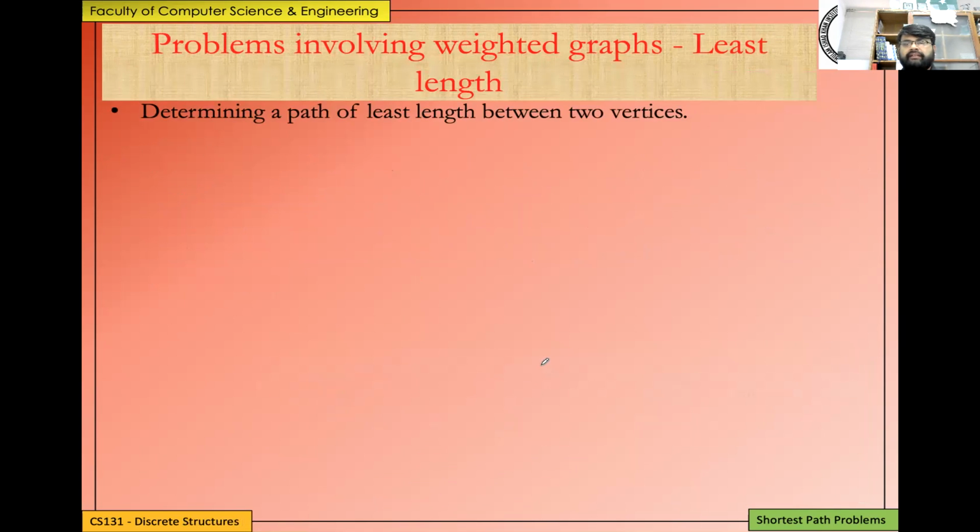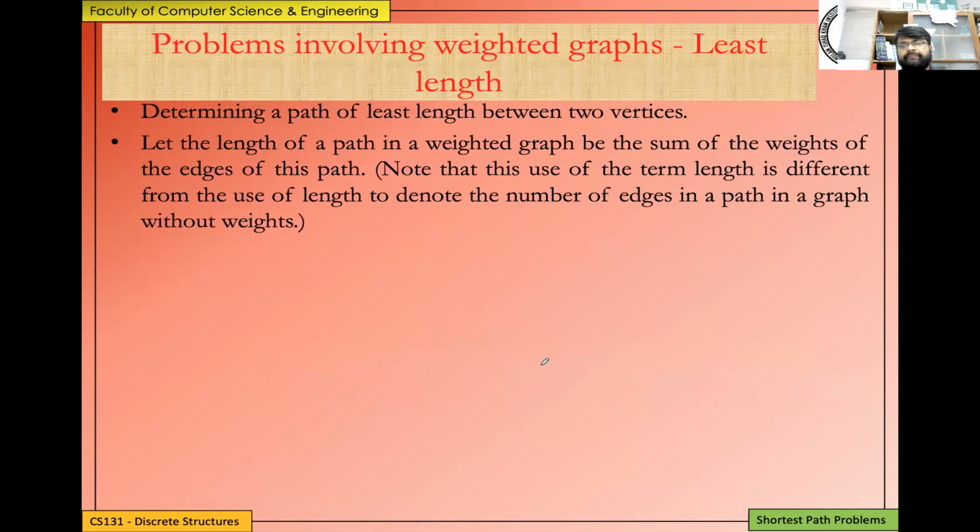So let's talk about some problems that involve weighted graphs. For example, the first problem is that of least length. So if you want to determine a path of least length between two vertices, we'll be using weighted graphs. So let the length of a path in a weighted graph be the sum of the weights of the edges of this path. So if you take up a path and you sum up all the weights that are present in this path, that gives us the length of a path.